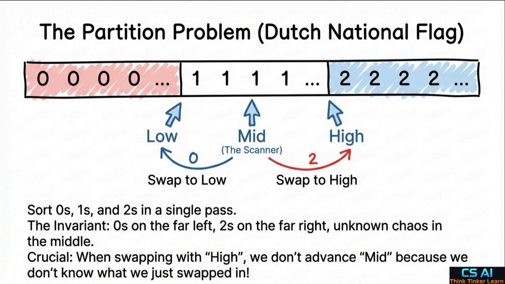Very crucial detail: when we swap with high, we don't advance the mid pointer. Why? Because we don't know what we have swapped in from the back. It could be a 0 that needs to be moved again. This invariant, zeros on the left, twos on the right, and chaos in the middle, is the key to sorting categories in a single pass without any extra arrays.